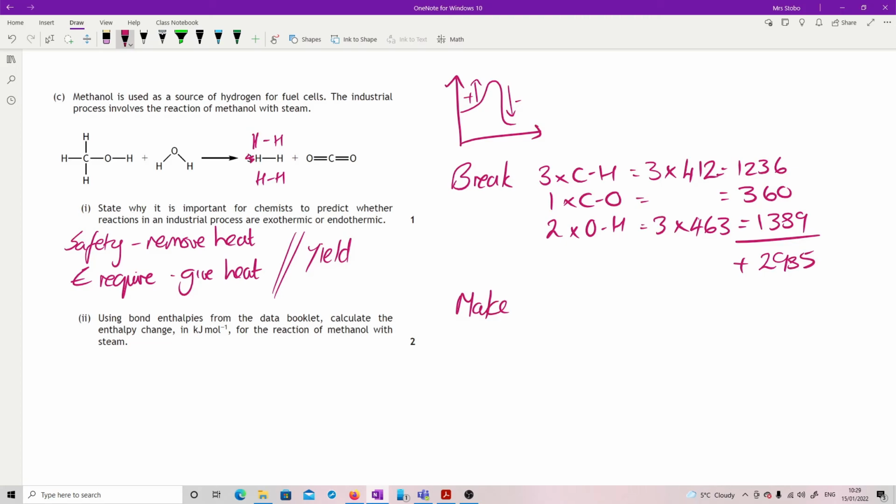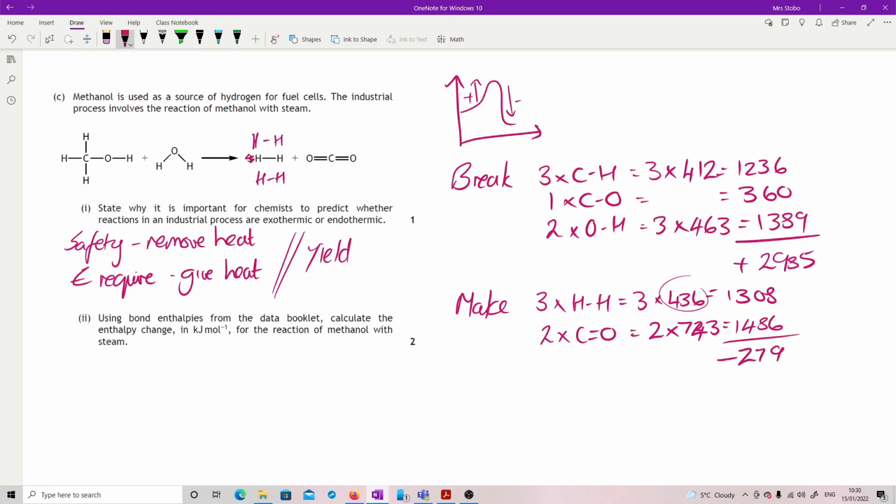Okay, then I'm going to make everything. So I'm going to make 3 H to H. So that's 3 times 436, and that's 1308. In an exam, I would recommend writing it out fully so that when you're doing your check at the end, you can check that you actually have every single bit of it right, that you've put down the right enthalpies, and that you've actually done the calculation correctly to get your final answer. Minus 2794 is our make, and then all we do is add them up.